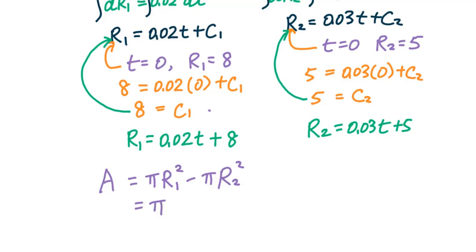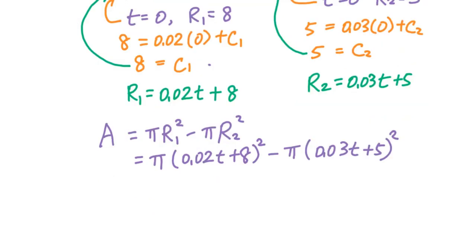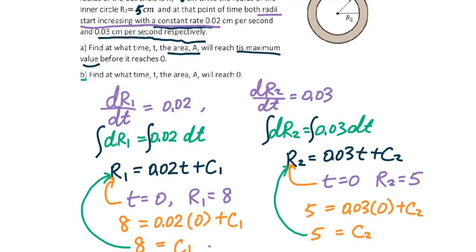So you get pi times (0.02t plus 8) squared minus pi times (0.03t plus 5) squared. Looking for the maximum value, we will set the derivative A prime equal to 0. Then using a graphing calculator, you will get t equals 20 seconds. For B, you will set A equal to 0. Then using a graphing calculator, you will get t equals 300 seconds.